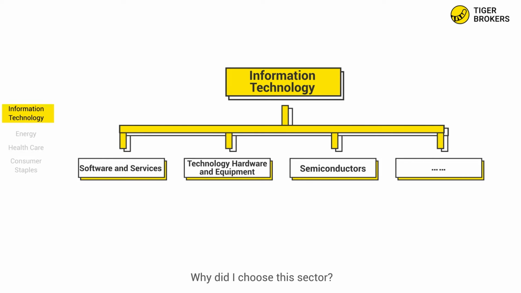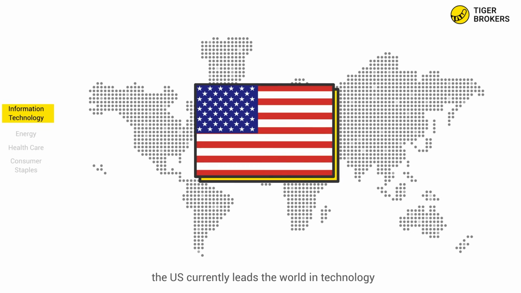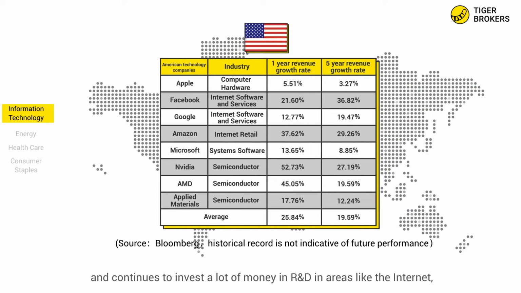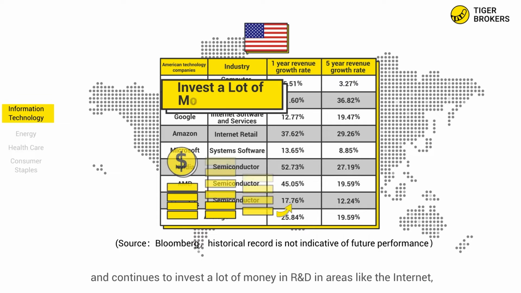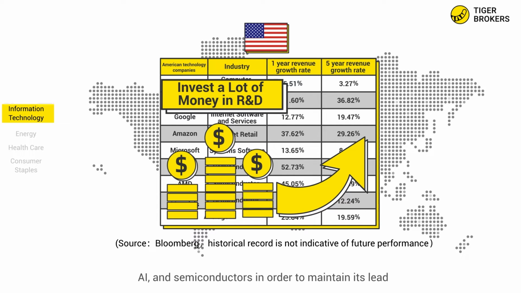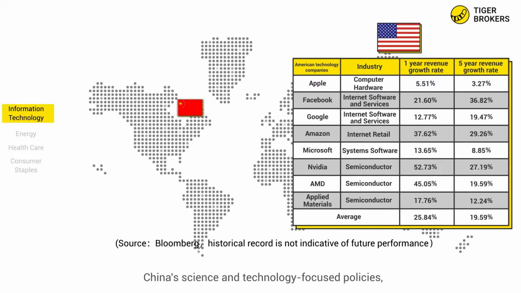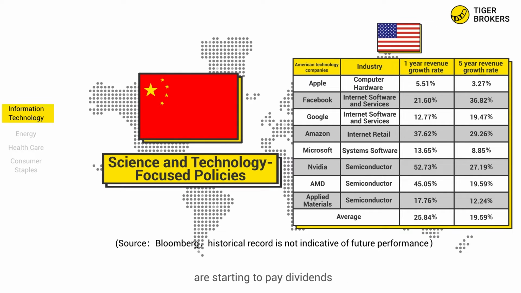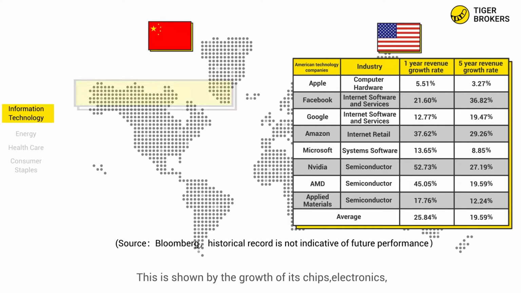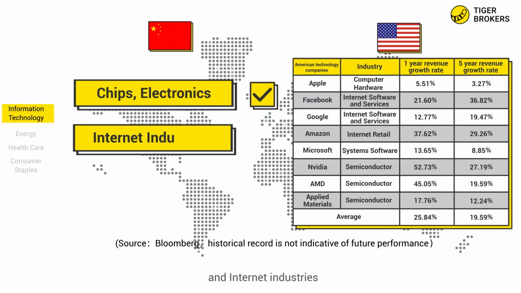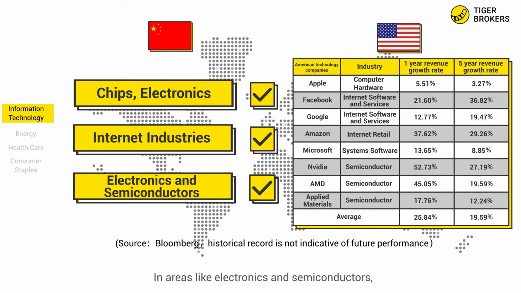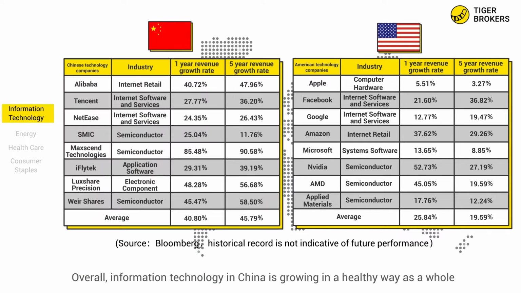Why did I choose this sector? Let's compare the 2 countries with the highest GDP in the world, the United States and China. As I'm sure you know, the US currently leads the world in technology and continues to invest a lot of money in R&D in areas like the internet, AI, and semiconductors in order to maintain its lead. At the same time, China's science and technology-focused policies are starting to pay dividends. This is shown by the growth of its chips, electronics, and internet industries. In areas like electronics and semiconductors, products made in China will replace those made abroad. Overall, information technology in China is growing in a healthy way as a whole.